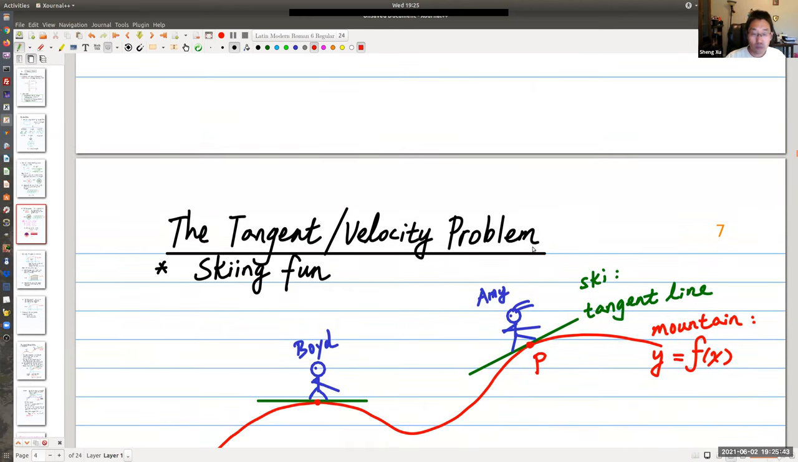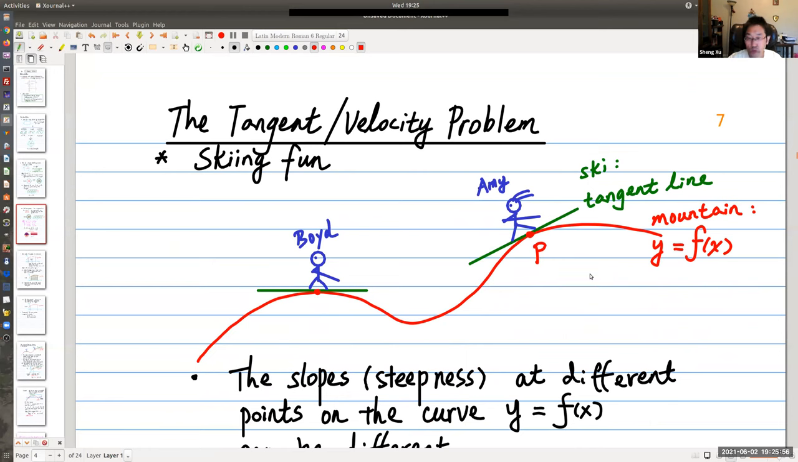Now let's switch gears to look at a different type of problem, which is called the tangent problem, or say the velocity problem. I believe some of you have had the experience of skiing, right? I like skiing.